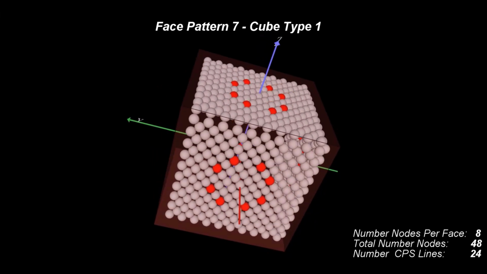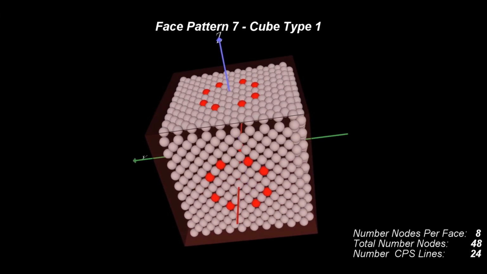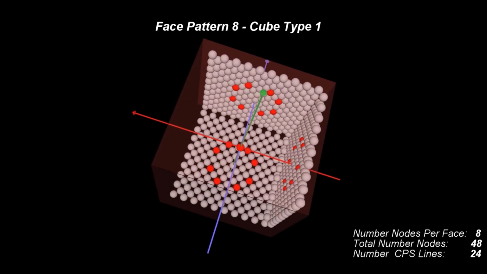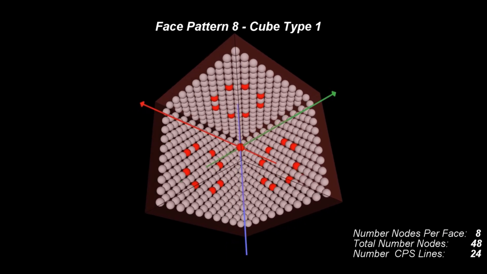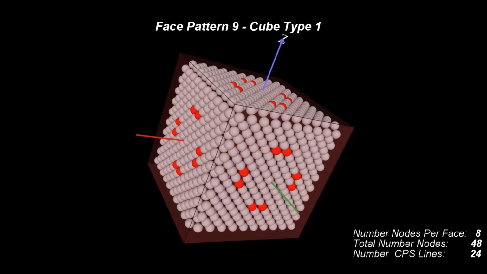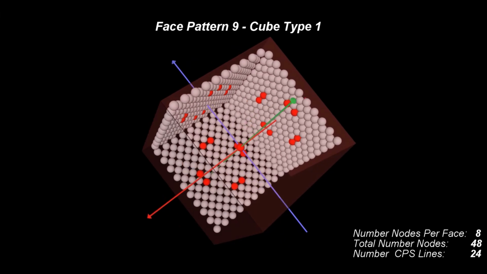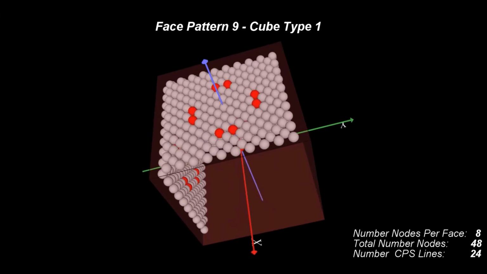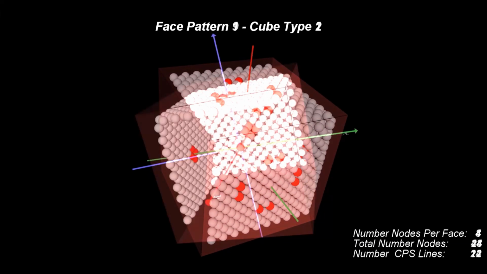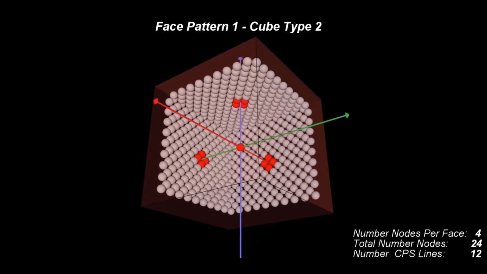First, we present the patterns that can be formed on the faces of a cube of type 1. The patterns formed on the faces corresponding to a cube of type 2 are presented next. Finally, some 3D views of the CPS lines, corresponding to these patterns, are shown. For hands-on experience with these patterns, I highly recommend you visit our website and play with all the patterns available on the CPS viewer page.